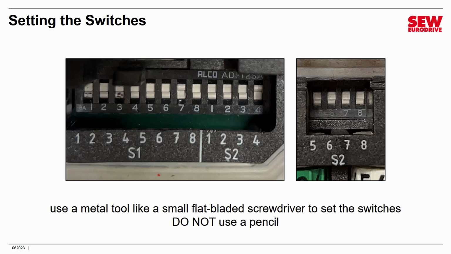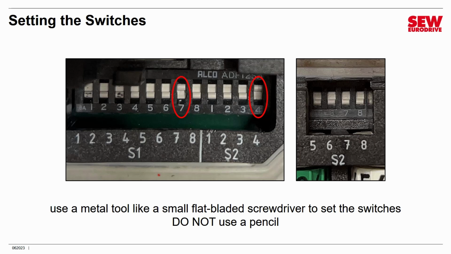Let me just mention that when you're setting dip switches, it's a good idea to use a metal tool like a small flat-bladed screwdriver to set the switches. Don't use a pencil because the graphite is conductive. It can work its way into the switches and cause shorts. Some people use a ballpoint pen, although that gets ink all over things, and you can see someone's done that on this MOVIMOT because there are ink marks on it. These switches are set correctly. Notice that switch 7 and switch 4 are both turned on. All the others are turned off, and that meets the requirements.